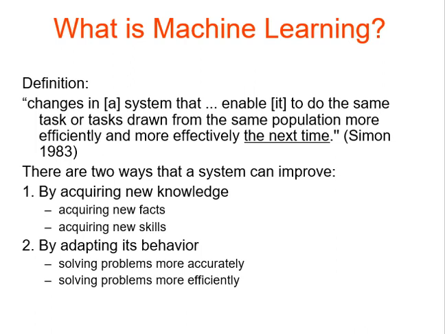So let us see the detailed definition of machine learning. Machine learning enables a machine to automatically learn from data, improve performance from experience, and predict things without being explicitly programmed. And then there are two ways that a system can improve. They are by acquiring new knowledge and by acquiring new behavior. In acquiring new knowledge, there are two kinds: skills and facts. And by acquiring behavior, the problem should be solved more accurately and more efficiently. So these are the ways the system can be improved.